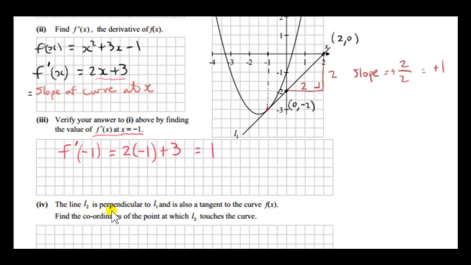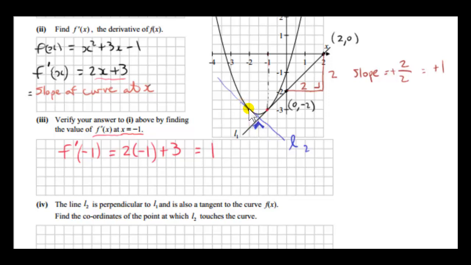The line L2 is perpendicular to L1 and is also a tangent to the curve f of x. So let's roughly indicate that. We have a line that's perpendicular to L1, so it'll slope like this. It'll have a negative slope, sloping this way. But it's also tangent to the curve, so it must be somewhere around here. So this is the line L2. It's perpendicular to L1.